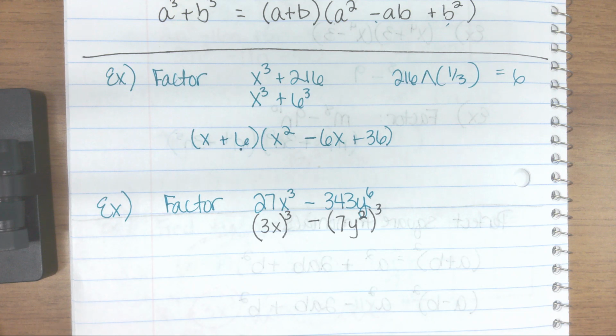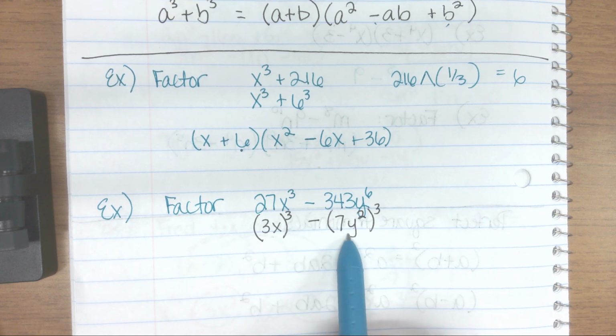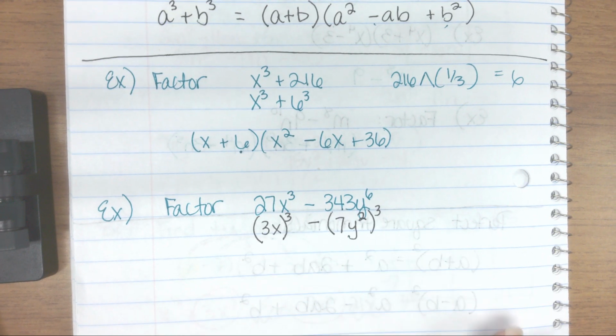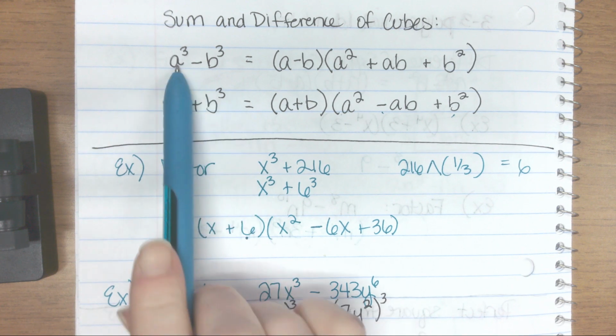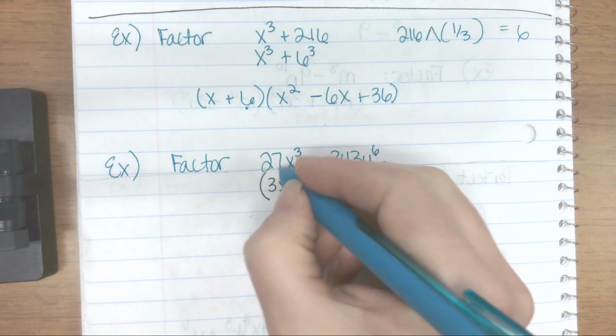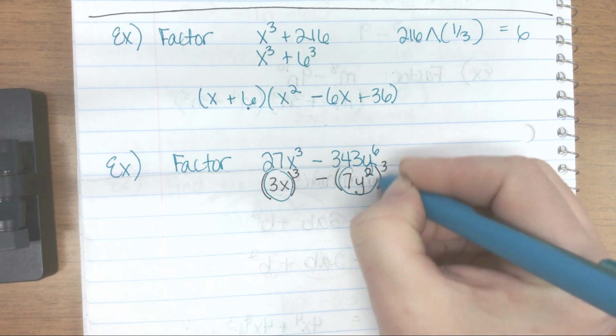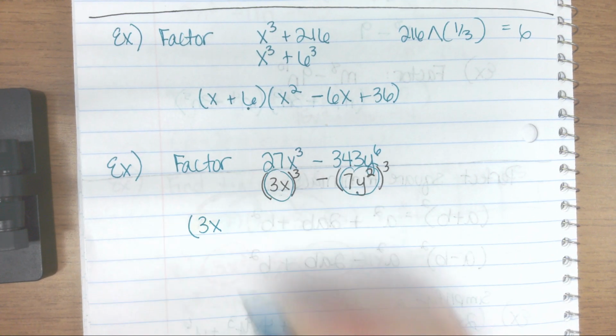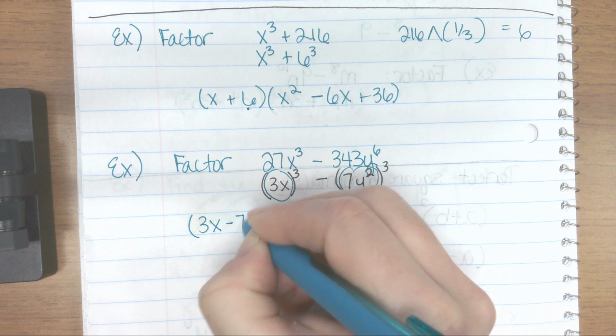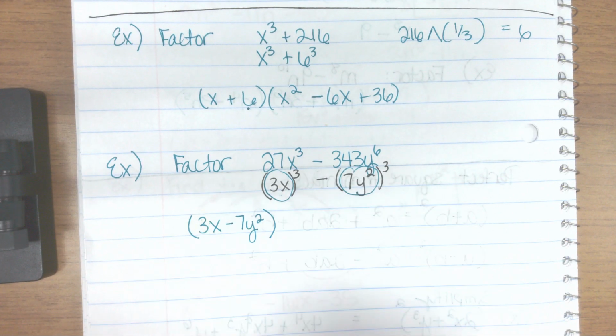So this is my a, and this is my b. All right, let's use the identity from above. So the identity from above says I'm going to start by doing a minus b. So my first factor is going to just be 3x minus 7y squared. That's my first factor.